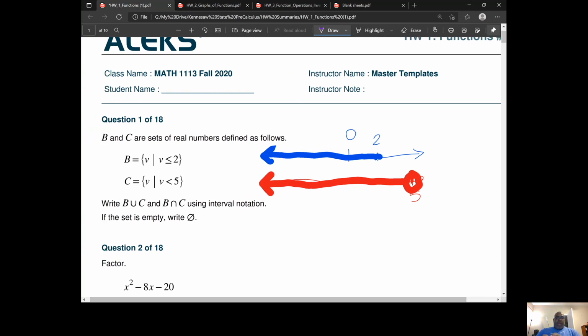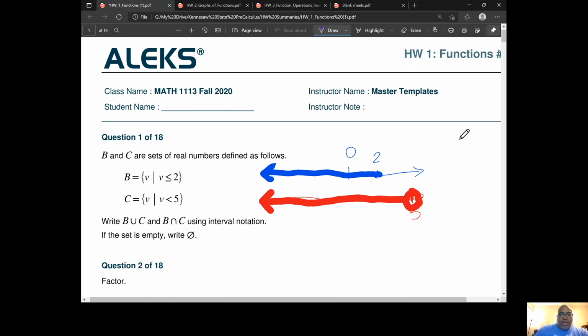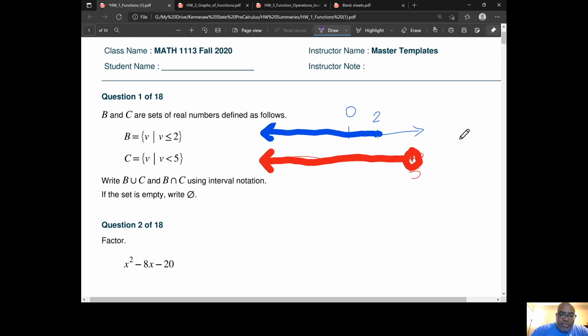All right, so B union C and B intersection C. This means union. That means you put these two sets together. This means intersection. That means this is where the two sets overlap. And the empty set is 0 or O with a slash through it. That stands for the null set. You'll probably not know that. That's future excitement for some of you. All right, so B union C.